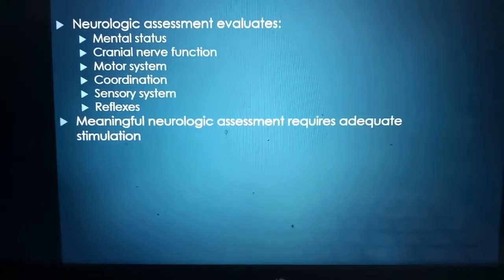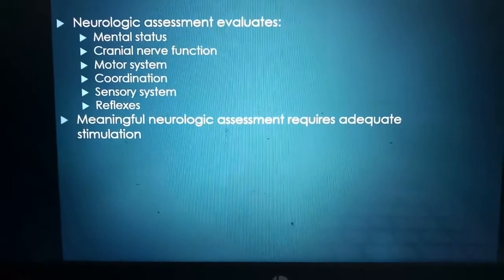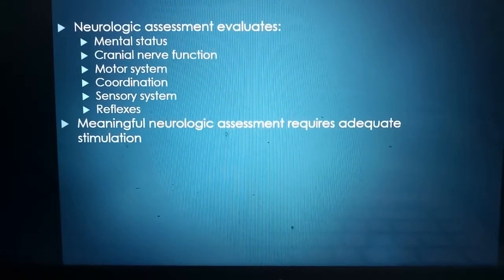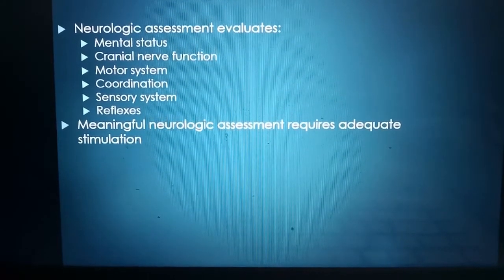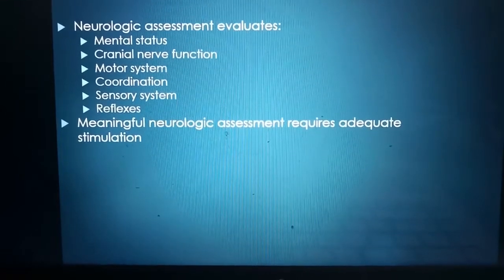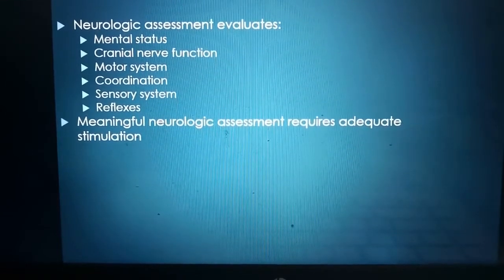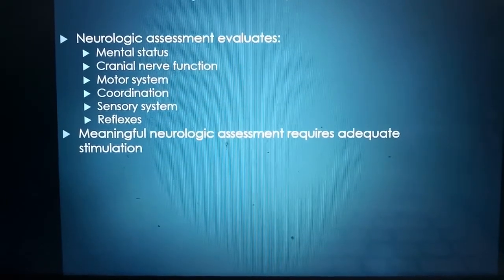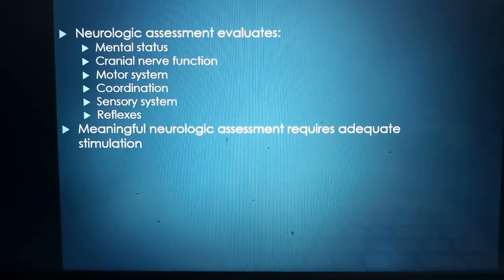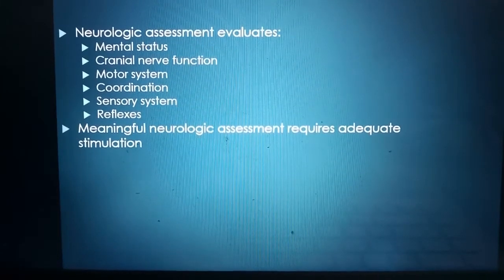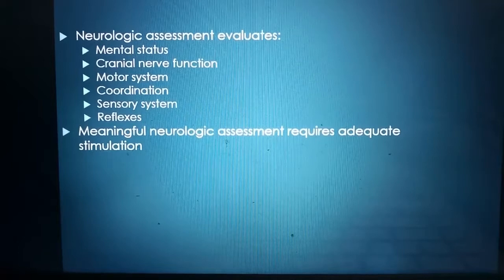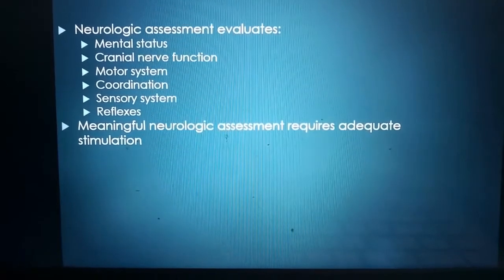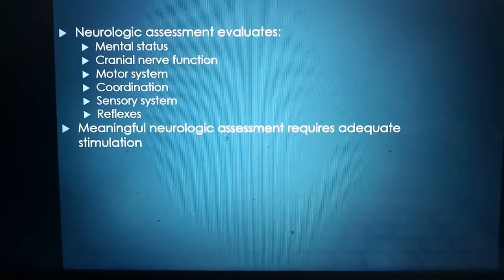When we do all these examinations, we will be able to come to an idea about the extent of damage, injury or disease. We will also be able to understand whether it is an upper motor neuron lesion, which means the brain and the spinal cord are affected, or a lower motor neuron lesion, in which case the brain and the spinal cord are spared and it is the peripheral nervous system which is affected.